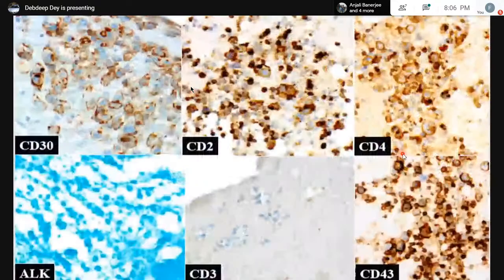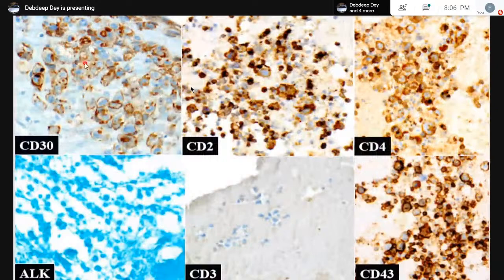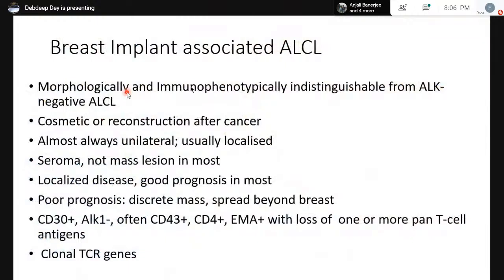Cells with prominent nucleoli. It is positive for CD30, CD2, CD4, CD43, but negative for CD3 and ALK1. So if you do your CD20 and CD3, both will be negative, and then you have to expand your T cell lymphoma panel to get to the diagnosis. So this is an ALK negative ALCL, and this is a provisional entity called the breast implant associated ALCL. It can occur after cosmetic surgery or reconstruction after cancer, and it is almost always unilateral.